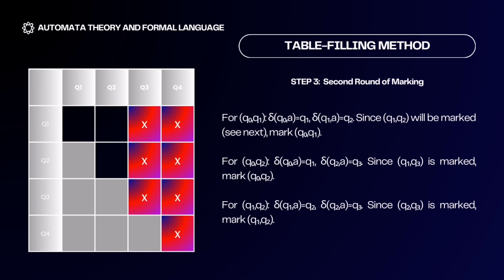Step 3, second round of marking. For Q0, Q1, Q0 input A is equal to Q1. Q1 input A is equal to Q2. Since Q1 and Q2 are marked, mark Q0, Q1. For Q0, Q2, Q0 input A is equal to Q1. Q2 input A is equal to Q3. Since Q1 and Q3 is marked, mark Q0 and Q2. For Q1 and Q2, Q1 input A is equal to Q2. Q2 input A is equal to Q3. Since Q2 and Q3 is marked, mark Q1 and Q2.